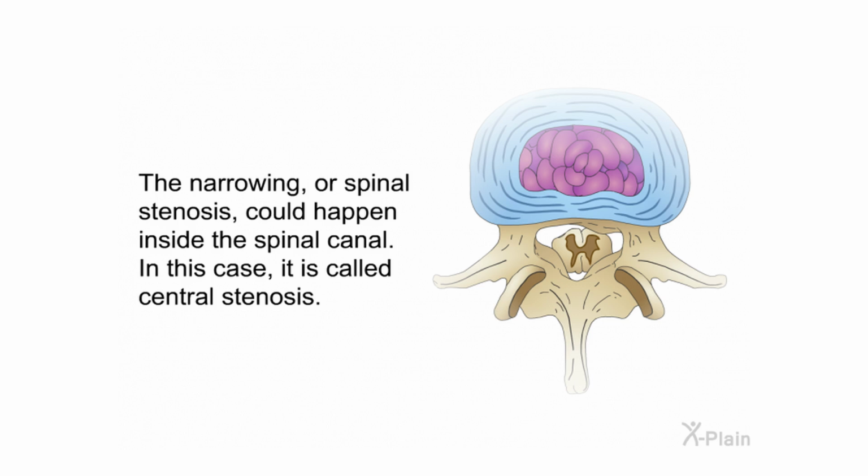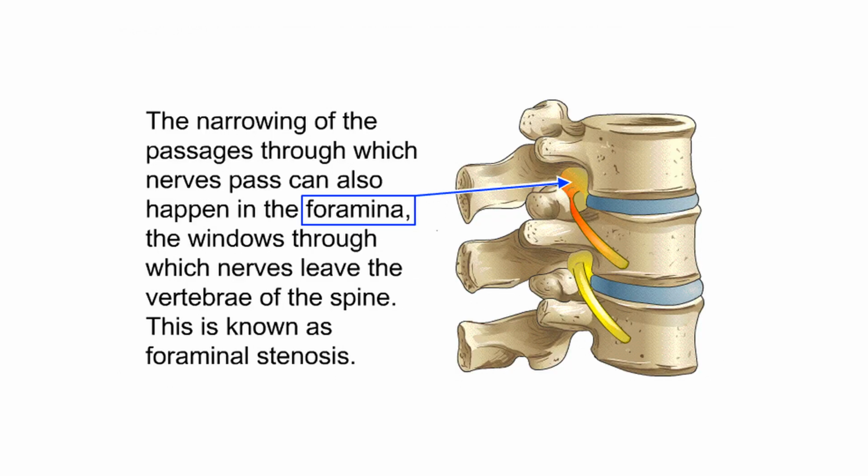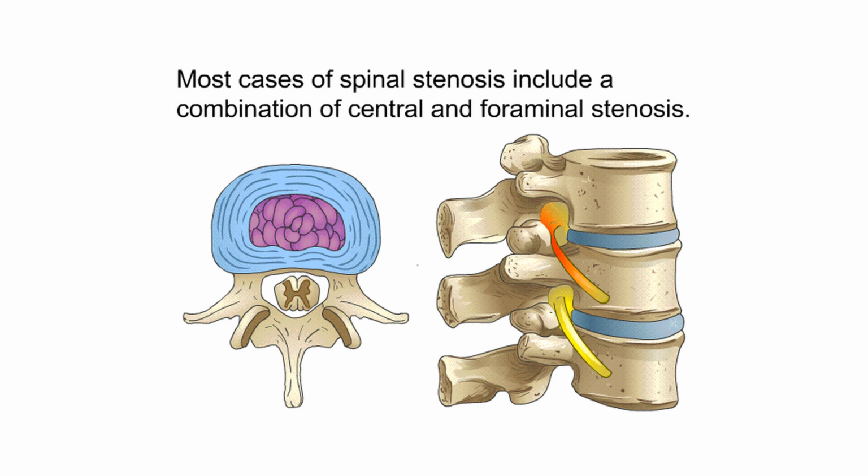The narrowing, or spinal stenosis, could happen inside the spinal canal. In this case, it is called central stenosis. The narrowing of the passages through which nerves pass can also happen in the foramina, the windows through which nerves leave the vertebrae of the spine. This is known as foraminal stenosis. Most cases of spinal stenosis include a combination of central and foraminal stenosis.